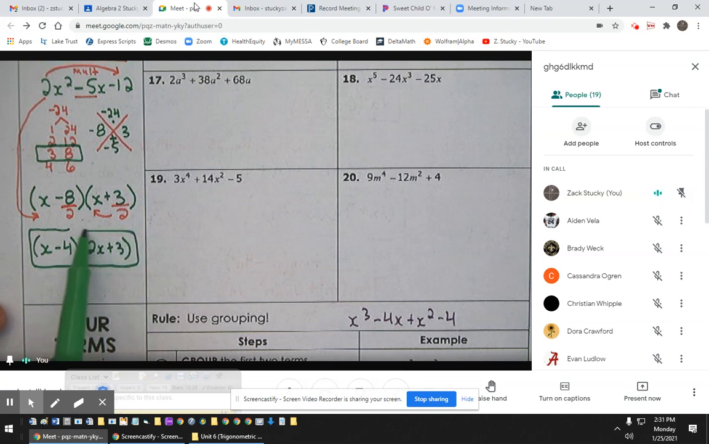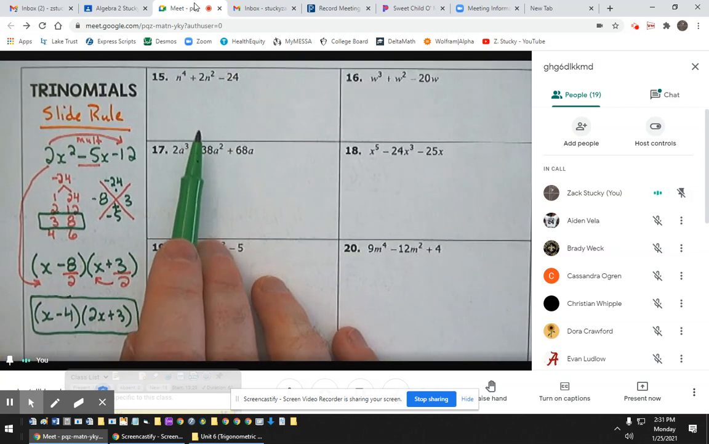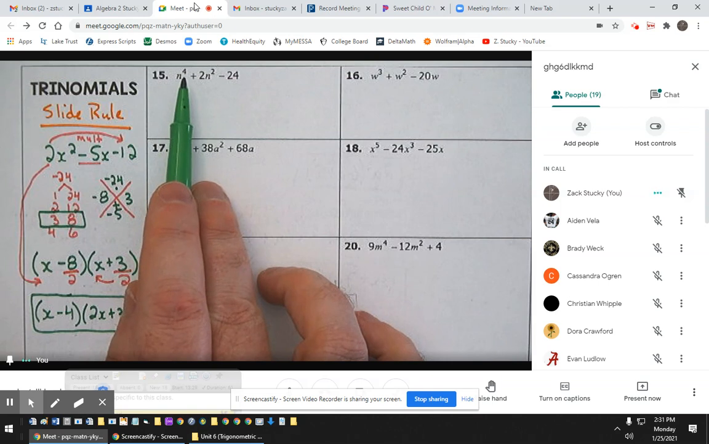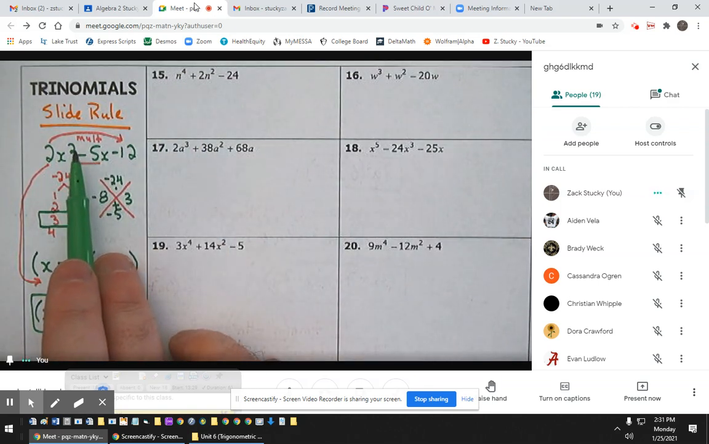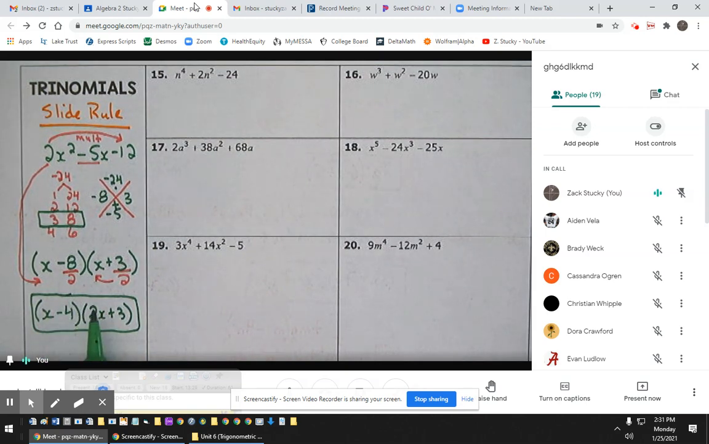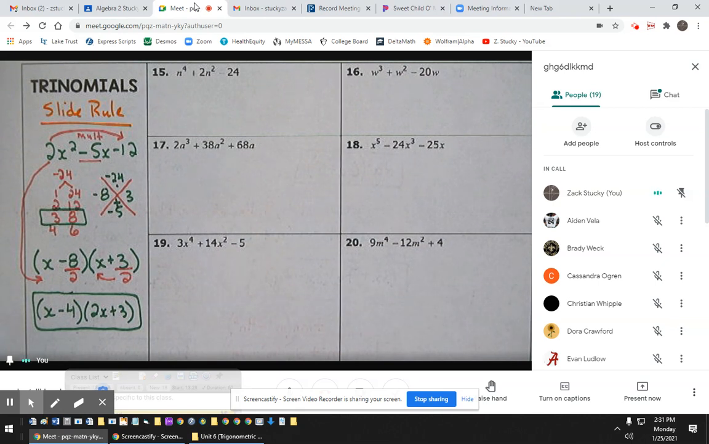And when we come back tomorrow, we're going to jump into slide rule with x to the fourth, which won't be that big of a deal because think about it. If this was x to the fourth, what would be here and what would be here? X to the 2 and x to the 2. So we'll talk about that tomorrow.